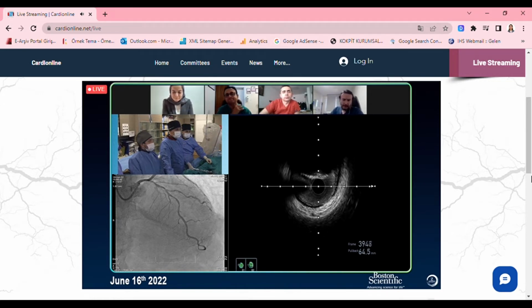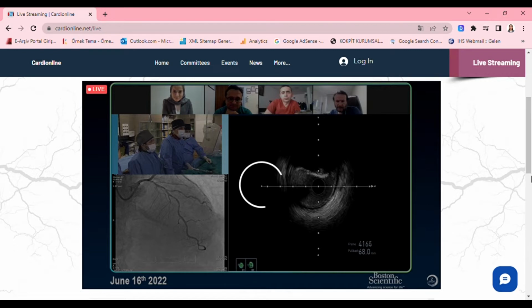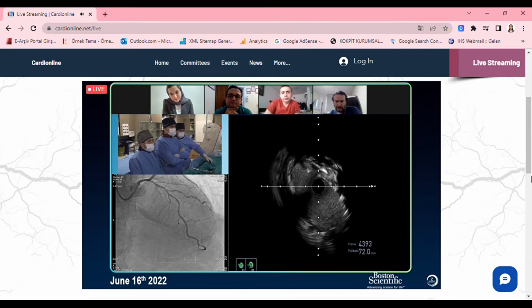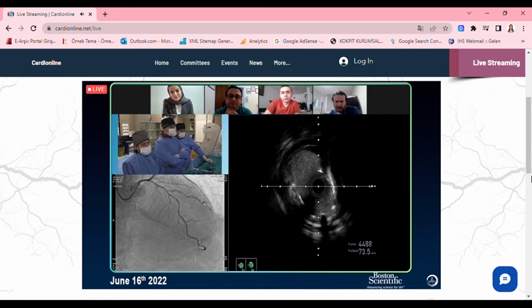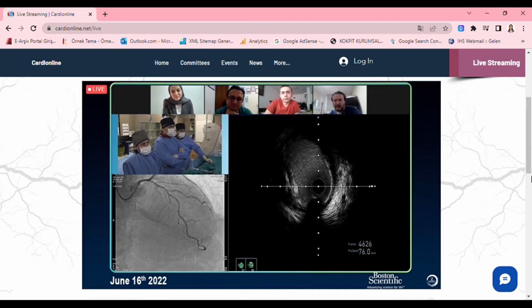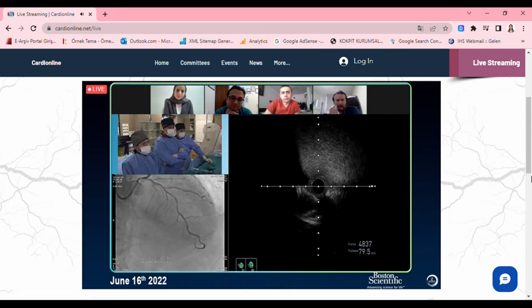Okay, now the circ will come, and please note the ostium of the LAD. Whether we cover it or not is the important decision we have to make: whether we stent the LAD from the left main or not. This is the circ, and it's just past the ostium. The left main is around 5.5. Yes, this is the IVUS before ablation.